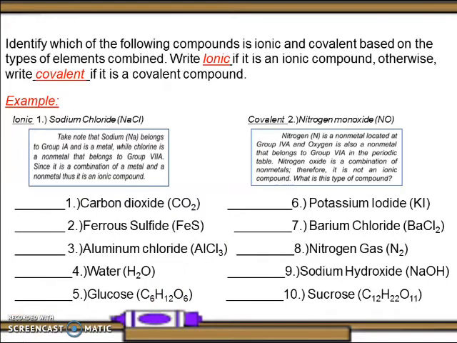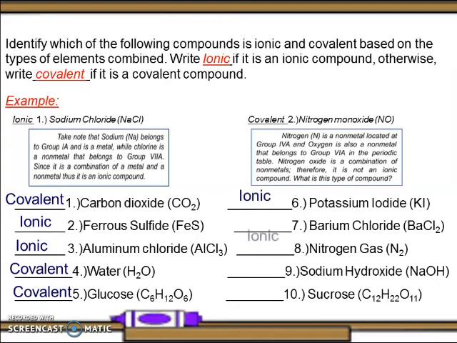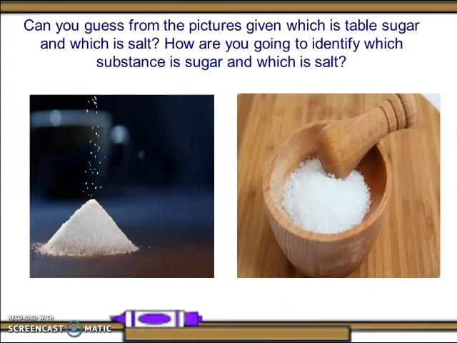So let's answer. Number 1 is covalent, 2 is ionic, 3 is ionic, 4 covalent, 5 covalent, 6 ionic, 7 ionic. Covalent is for number 8, number 9 is ionic, and number 10 is covalent. Well done! This time, can you guess from the pictures given which is table sugar and which is salt?